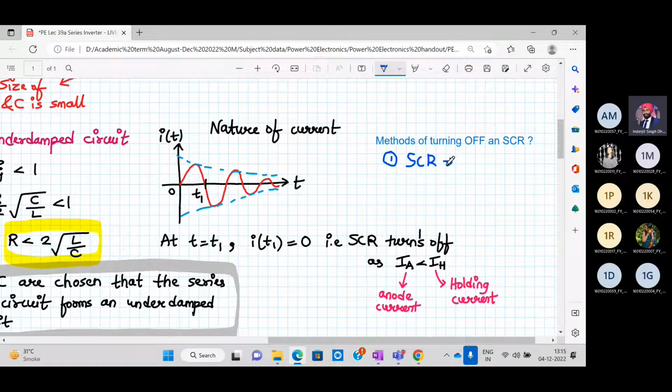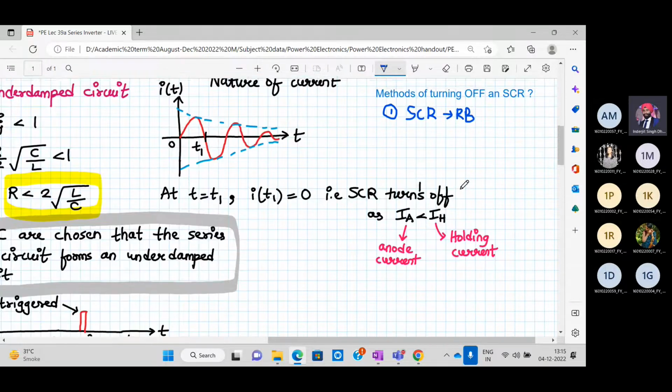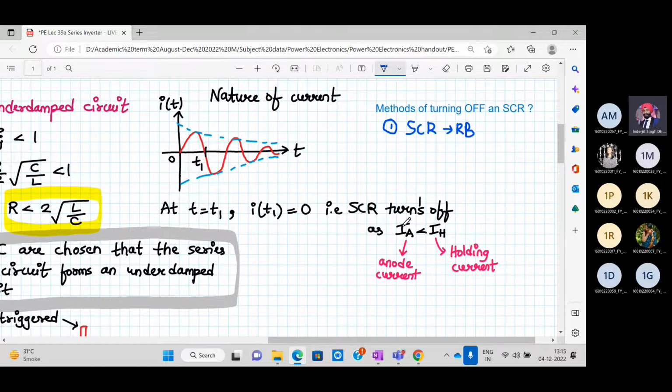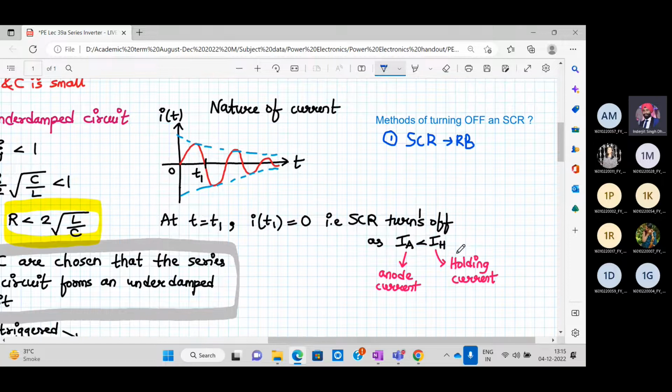The SCR has to be reverse biased, meaning the cathode to anode voltage, or anode to cathode voltage, should be negative. The second technique is that the SCR can be turned off if its anode current is less than the holding current. Okay, this is method number two. So either you make the SCR reverse biased, or you make the anode current less than the holding current. Is this clear to everyone?